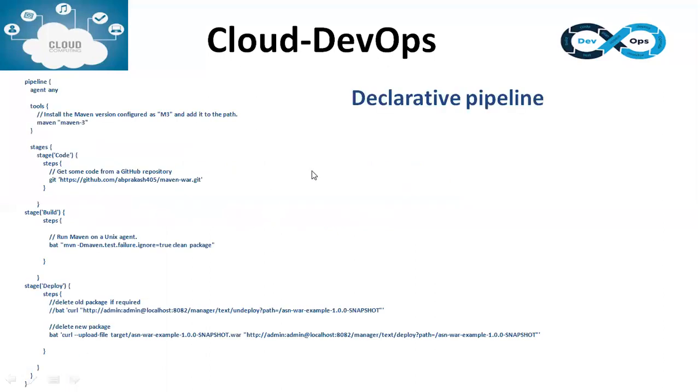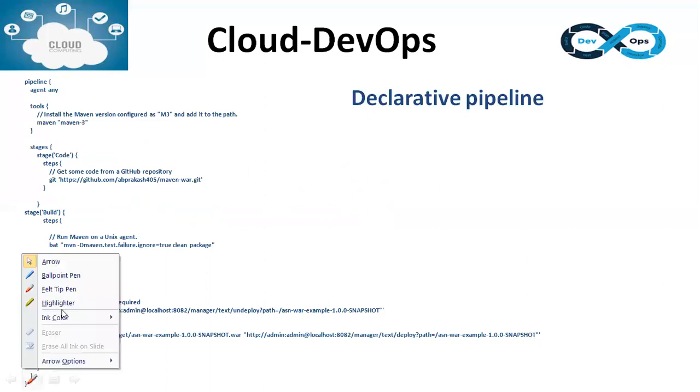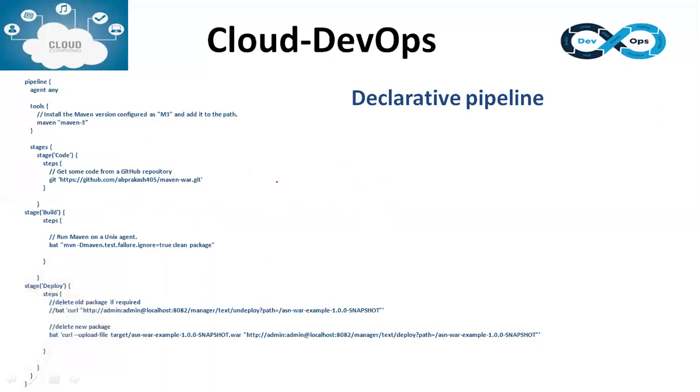If you see on the screen, these lines are very small, but to fit the entire code in one single slide, I put it like this. But this is a declarative pipeline. You don't need to read the entire code, but I will point out the main options where you need to put your focus.